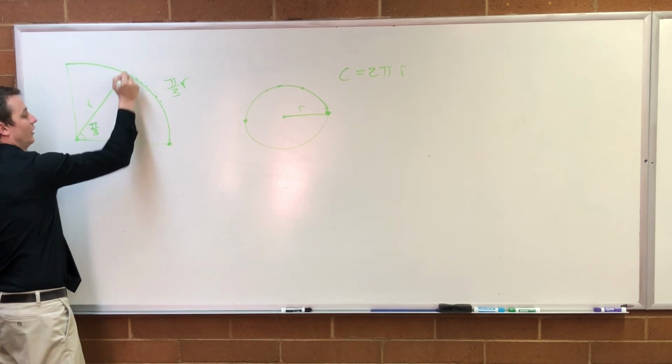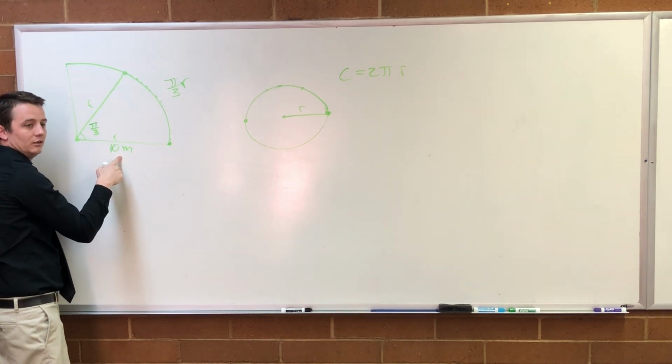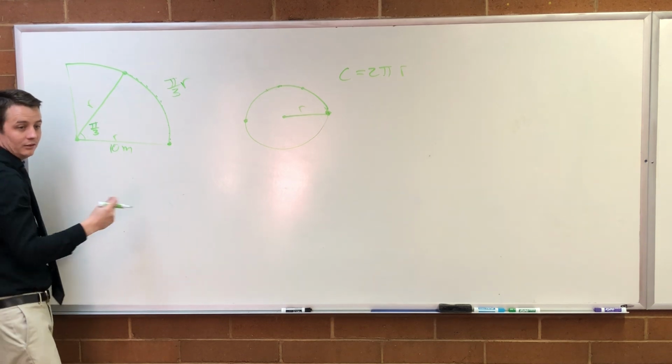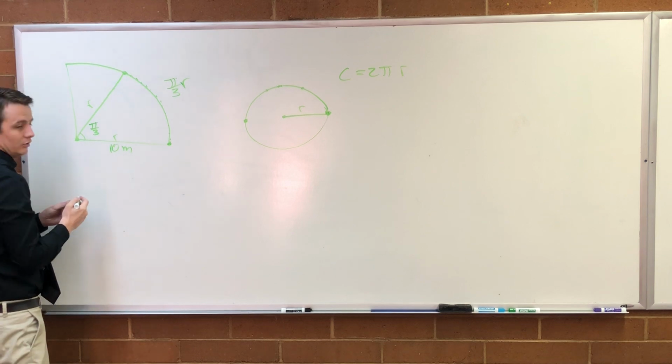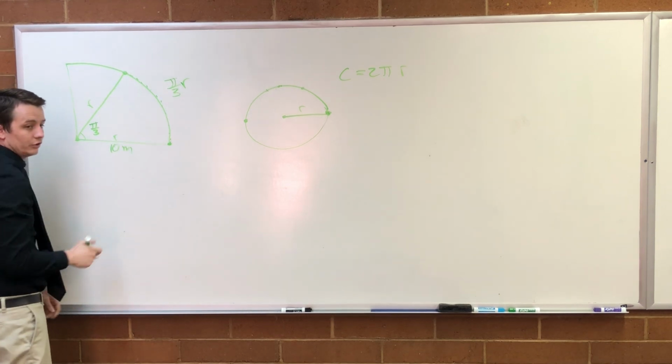What's the angle here though, if this is 10 meters? Still pi thirds radians, right? Doesn't matter how big or small you make a circle, an angle's an angle. It's the arc lengths that change. And the arc lengths change proportional to your radius.